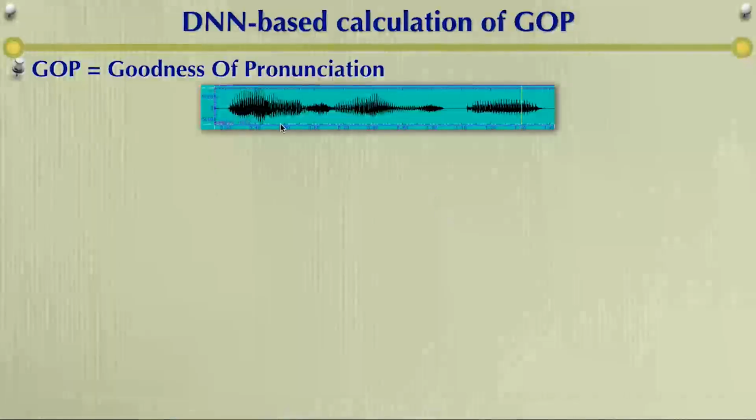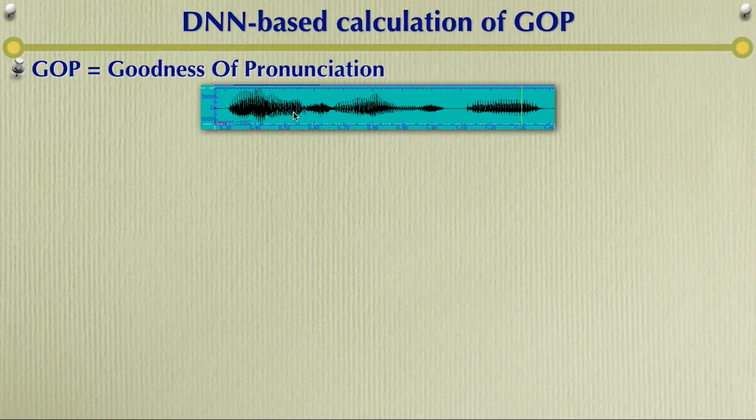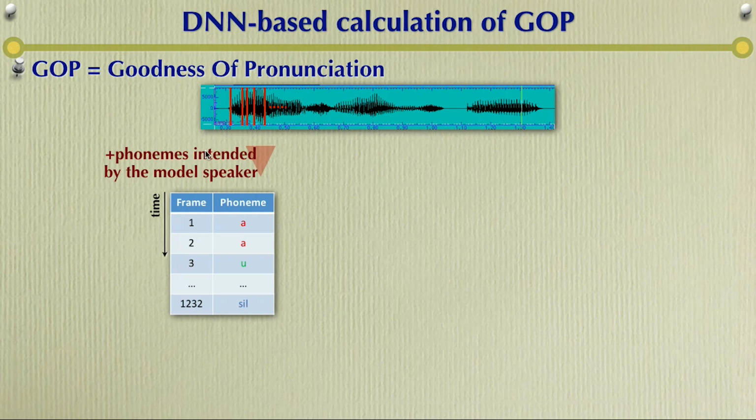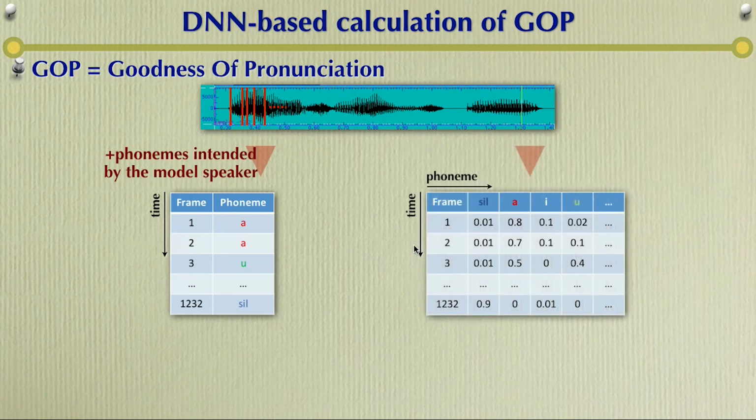So this is a learner's shadowing utterance, for example. And also we can use native speakers' model utterances and the text read by the native speakers. By using the text, or the sequence of phonemes intended by native speakers, we can detect the phoneme boundaries from learners' shadowing utterances. So this is a time index, and the phoneme identity for each time index. This is a phoneme boundary, another phoneme boundary, another phoneme boundary. And for each time frame, we can estimate the posterior probability.